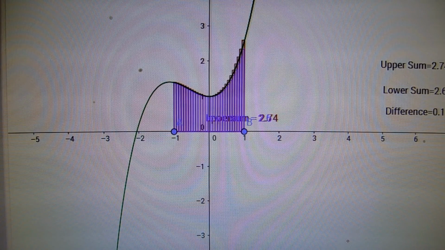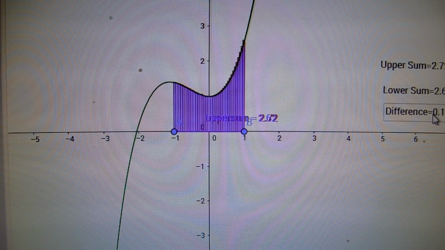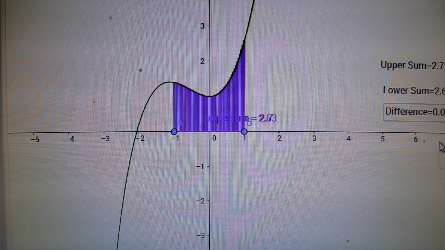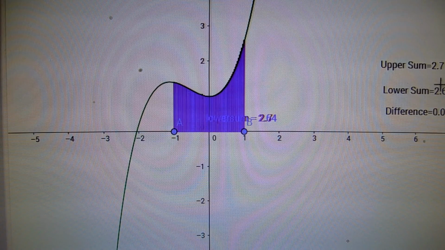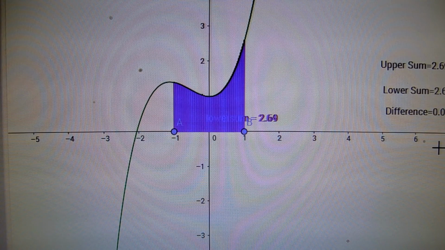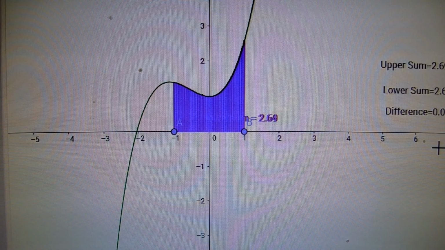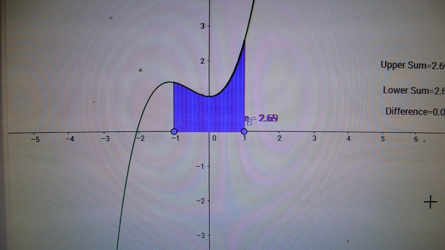Notice how our differences get smaller, and so does the difference here. And both of our values become closer and closer to the actual measure of the integral. Okay, I hope that explains things for you guys.